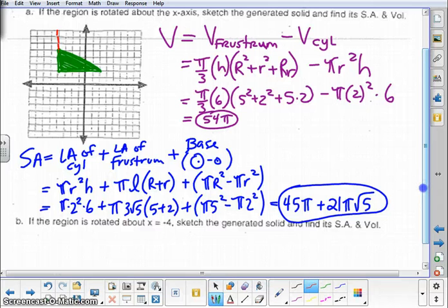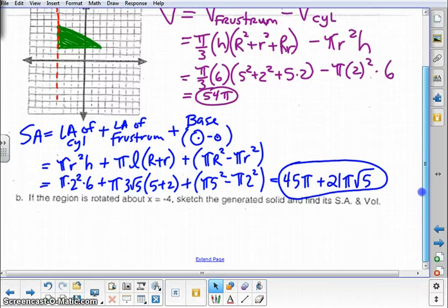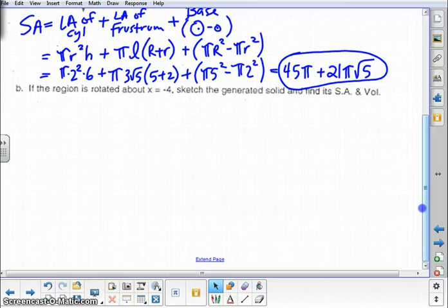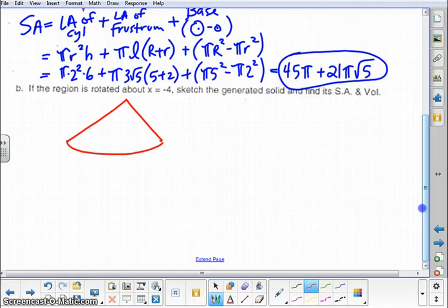Okay, and then the last one is the same picture, but now we're going to rotate it around x equaling 4. So it's going to create a cone. And it's similar to the picture that we've done before with the cone, so let's get right to what we need to talk about, which is the formulas. Okay, so you have a cone that looks like this. Height is going to be 3, and then the radius is going to be 6.